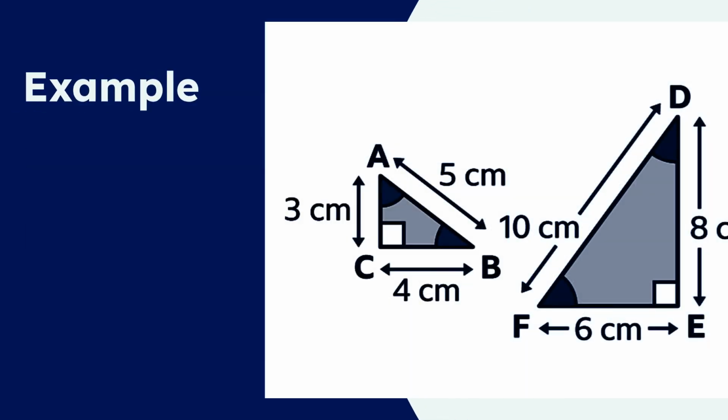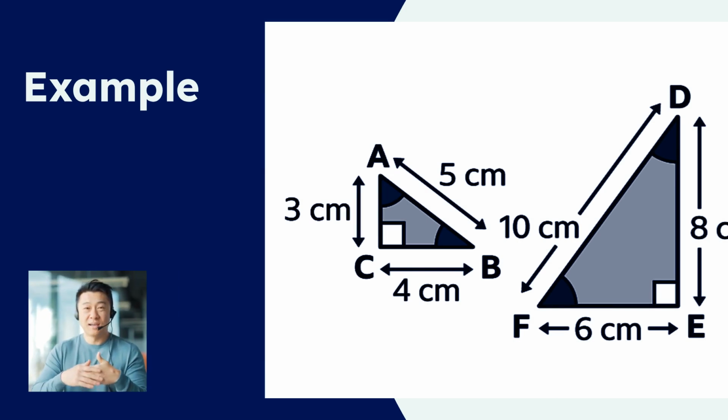In this example, triangles ABC and DEF are similar. Triangle DEF is an enlargement scale factor 2. Line segment EF corresponds to AC. EF equals AC times 2, which is 3 times 2. Therefore, EF equals 6 centimeters.